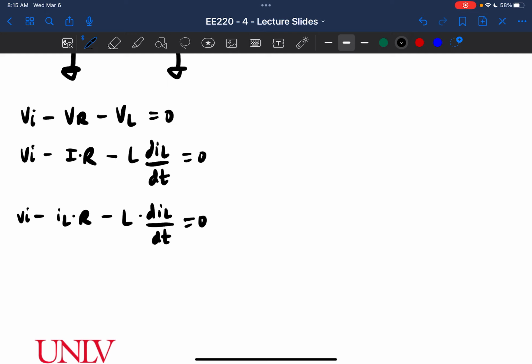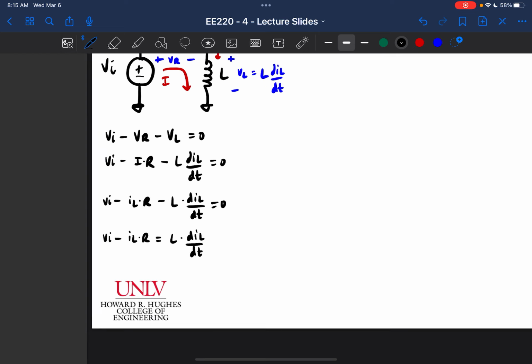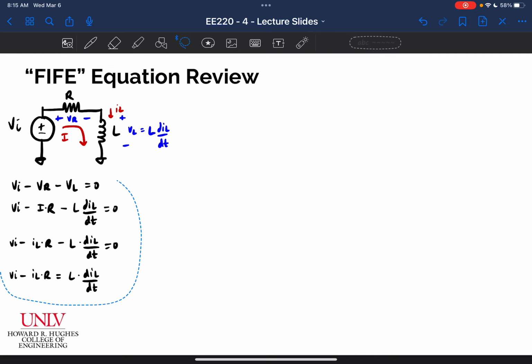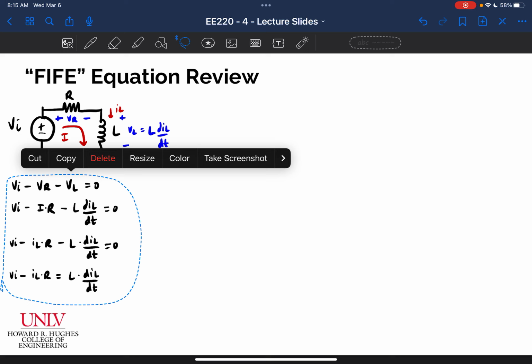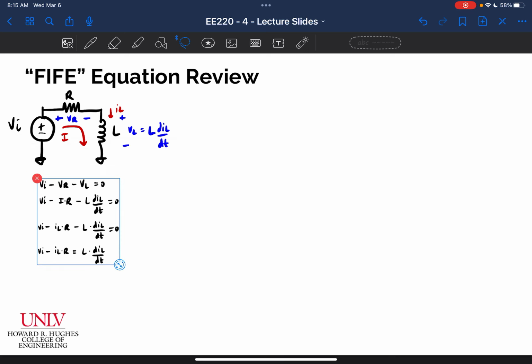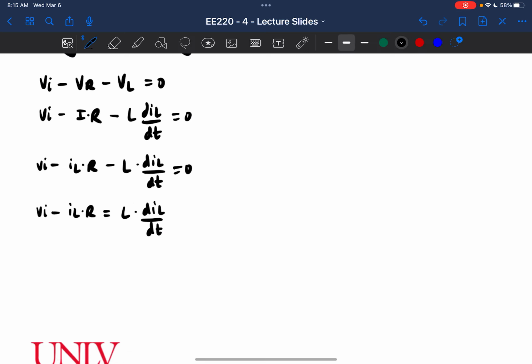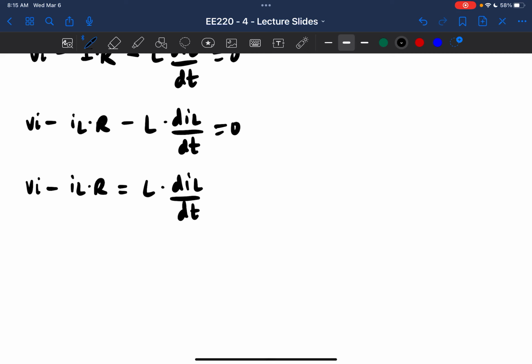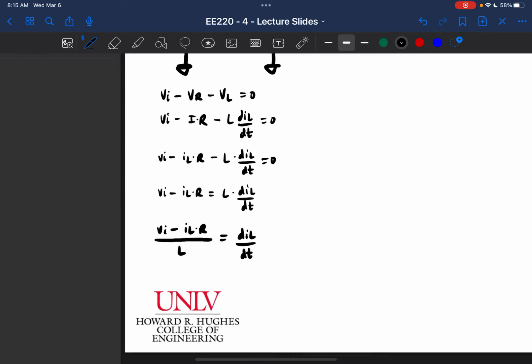I'm going to do a little bit of rearranging here. I'm going to say VI minus IL times R is equal to L dIL/dt. And then let me shrink this so that I can give myself a little bit more room. Okay. I'll keep going. I'll divide over to the other side by L. So I get Vin minus IL times R, the whole thing divided by L, is equal to dIL/dt.